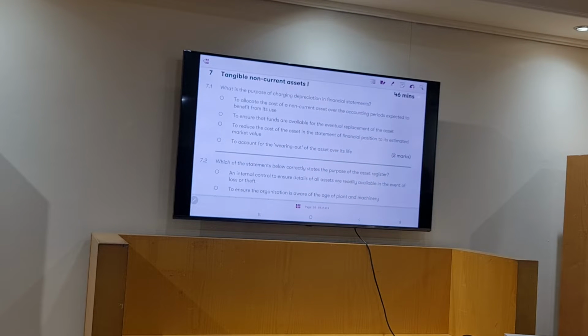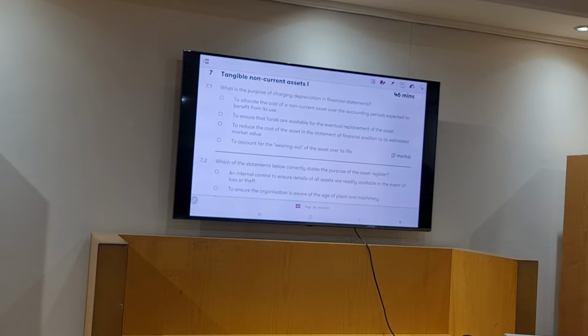Clear now? To allocate the cost of a non-current asset over the accounting periods expected to benefit from its use. But the last one, to account, it's not only to account, it's not only for wearing out. I wrote several reasons for depreciation. Number 3 also, to reduce the cost of the asset in the statement of financial position to its market value. It's nothing to do with market value.